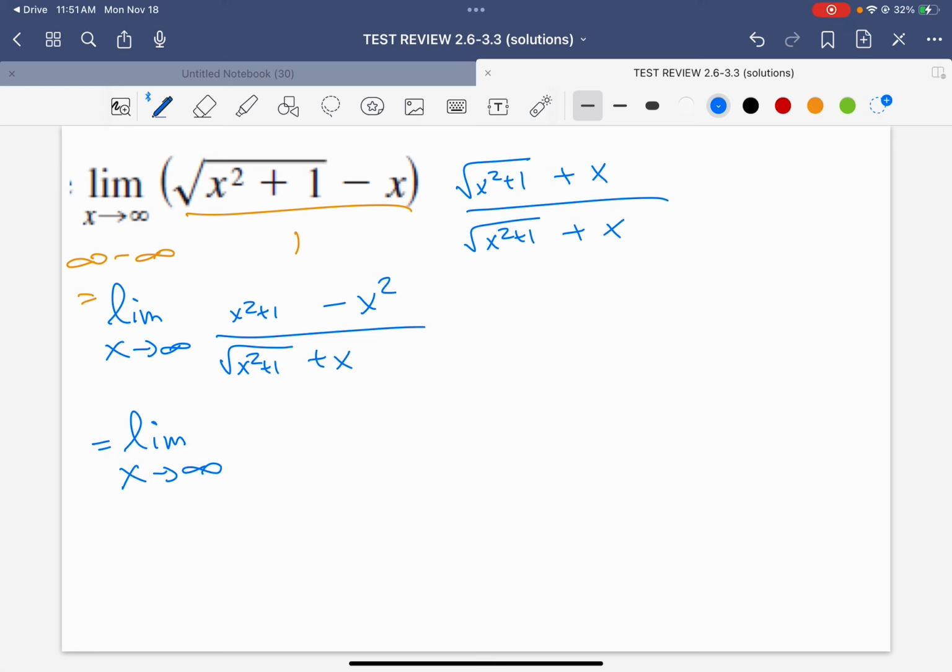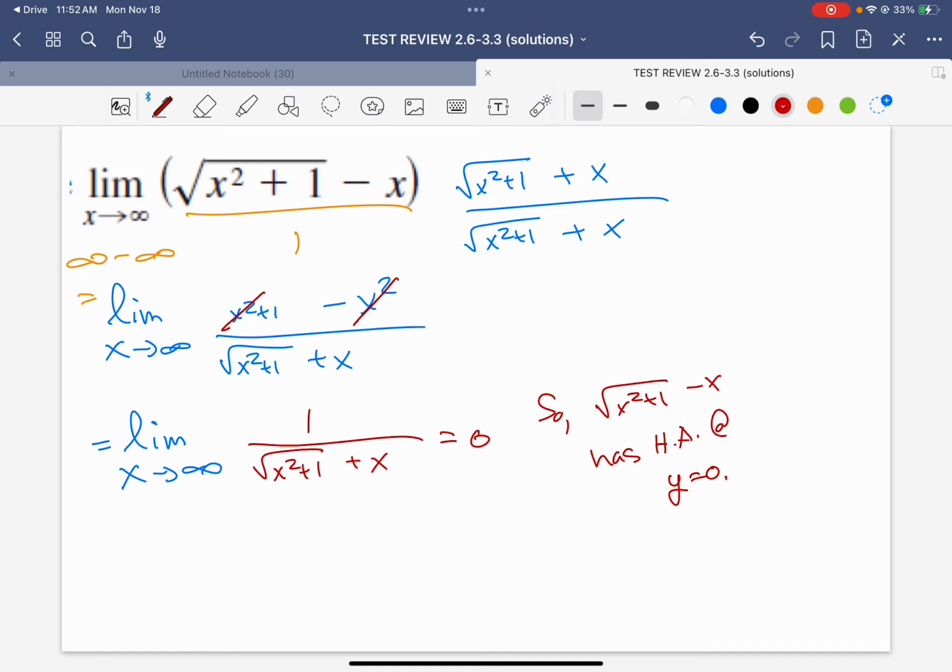And so we're happy that these cancel out nicely. You're left with 1 over square root of x squared plus 1 plus x. I think it's pretty clear that as x gets really big, this whole thing is going to 0, because now as x gets really big, the bottom is just going to grow without bound, and this whole thing is going to 0. Okay. So the square root of x squared plus 1 minus x has a horizontal asymptote at y equals 0.